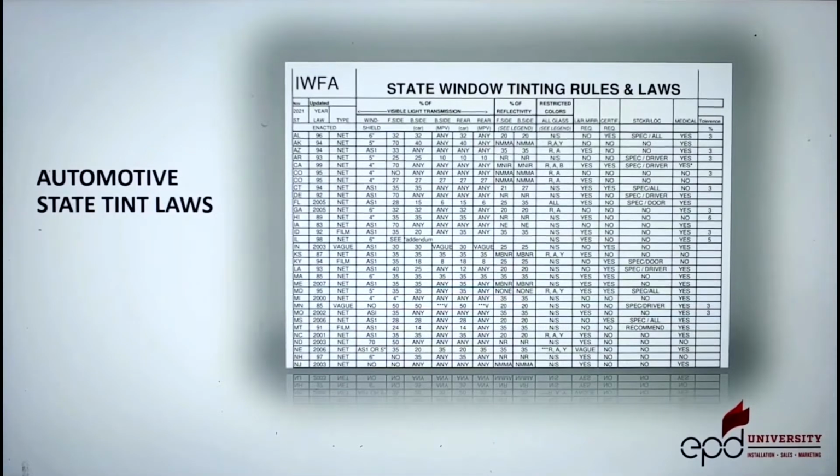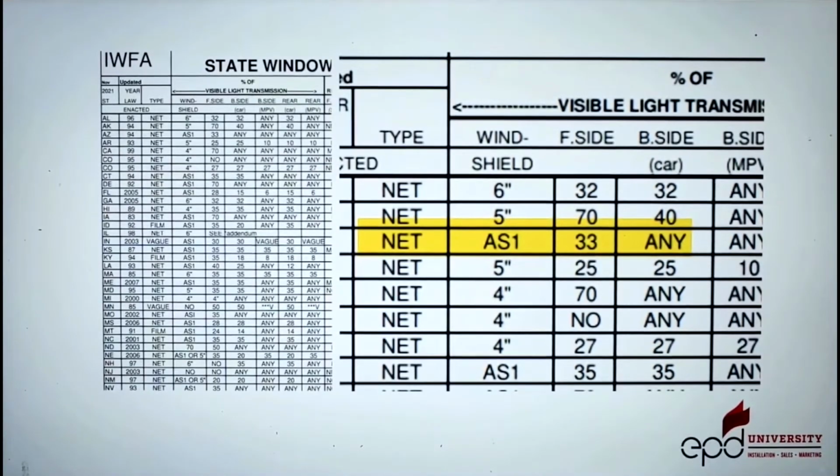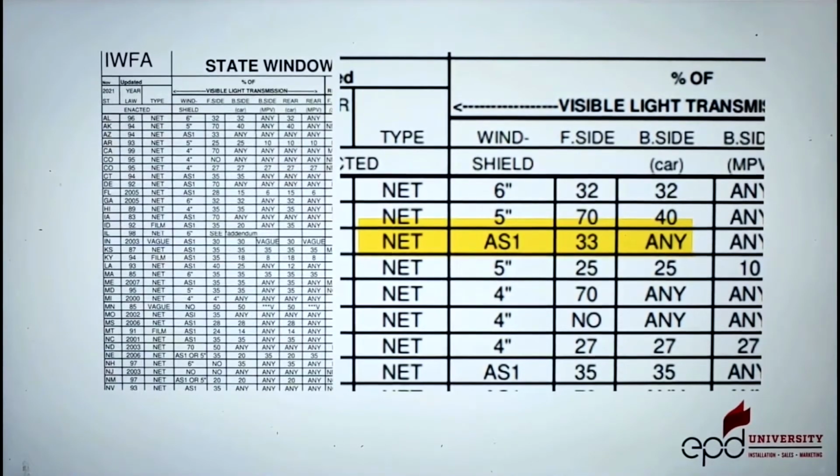There are two main types of state tint laws, and one is more prevalent than the other. A few states have a film tint law, whereby the film itself out of the box must meet a certain VLT. However, most states have a net tint law, whereby the visible light transmission of film installed on a particular car's glass must meet a certain VLT. Let me explain in greater detail.